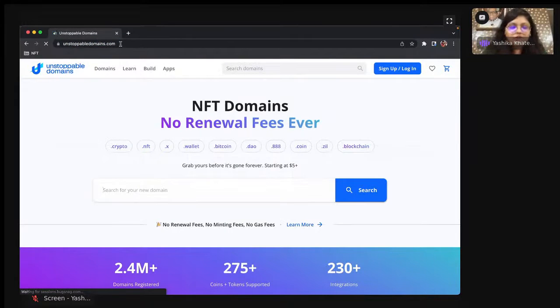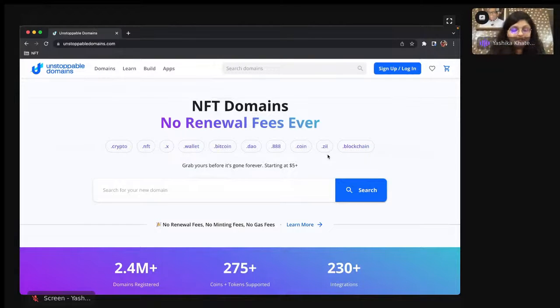So I just go on unstoppabledomains.com and this is how the website looks. These are all the things that they have: .crypto, .nft, .x, .wallet, .bitcoin, .dao, .888, .coin, .zil, .blockchain. Now, .zil is basically if you want to mint this domain on Zilliqa blockchain.